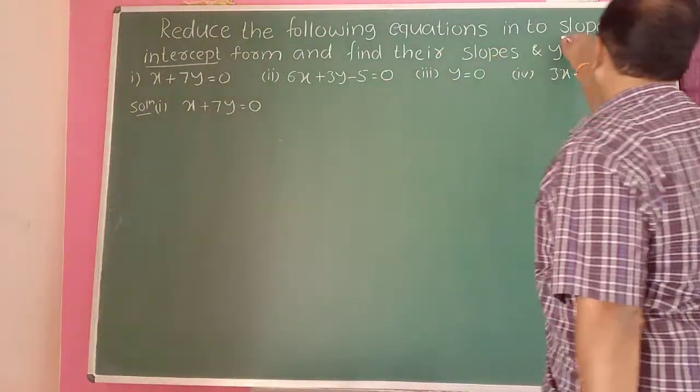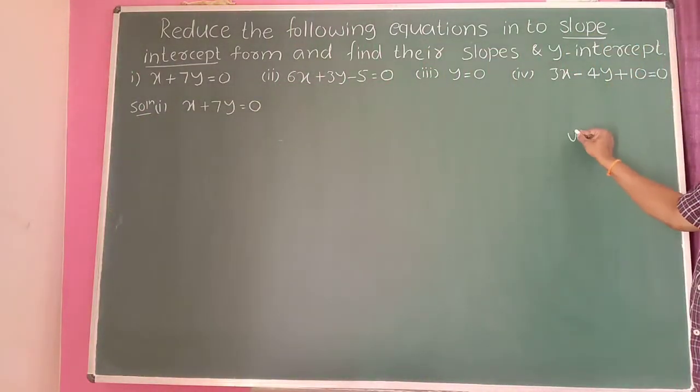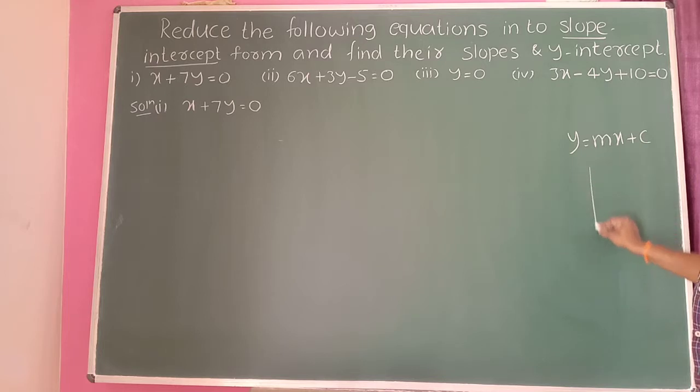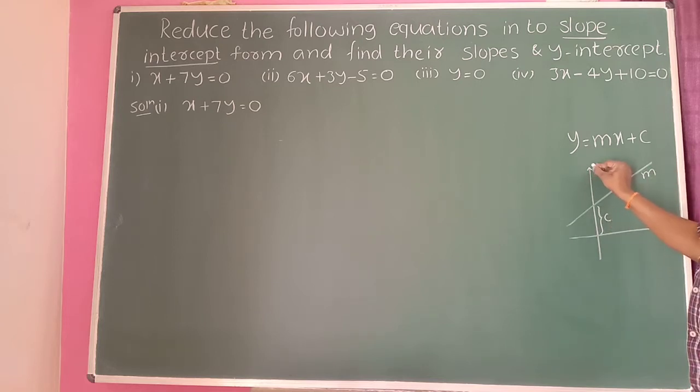slope-intercept form. Slope-intercept form is you write the equation in this form, y is equal to mx plus c. Suppose the line intersects like this, then m is the slope of the line and c is the y-intercept. C is called the y-intercept. This is the x-axis here. Find m and c here.